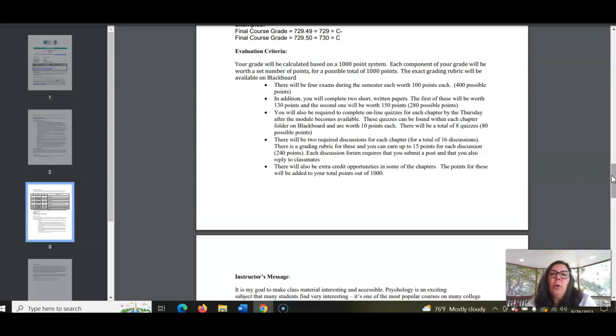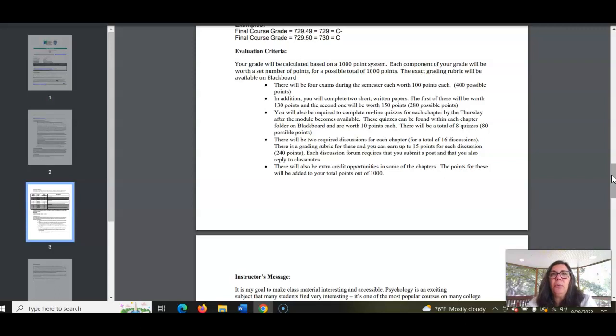In both of those forums, you also need to respond to classmates. So make sure that you do that. We will talk a little bit more about that when we're looking at Blackboard together. But you do need to submit your own post, and then respond to classmates for each one of those 2 in every chapter. And that's going to be the bulk of how you engage with each other and with me during the class. There are also, as I mentioned before, extra credit opportunities for some of the chapters.